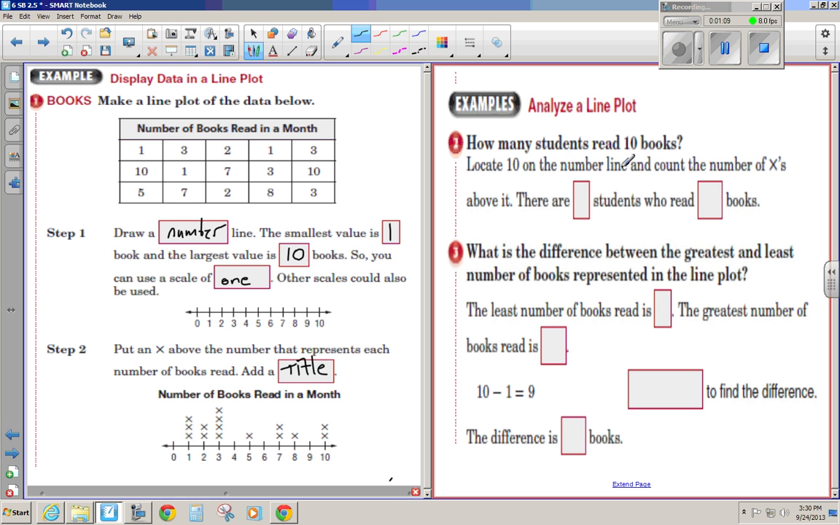Alright, so how you can analyze. How many students read 10 books? Locate 10 on the number line and count the number of X's. So there are 2 students who read 10 books.